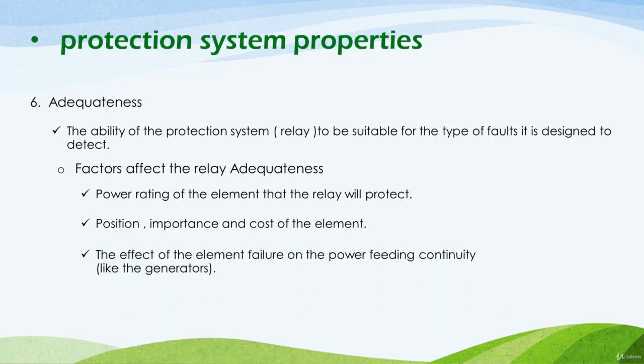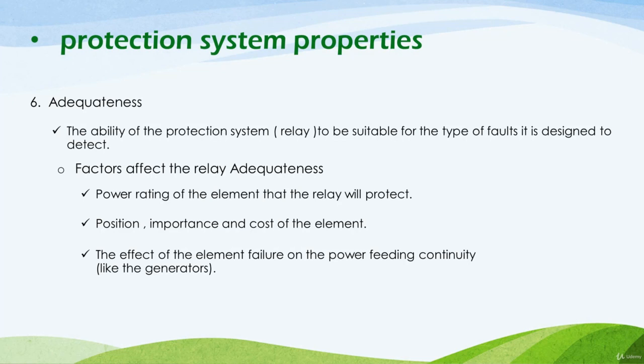And also the third factor that affects the adequateness is the effect of the element failure on the power feeding continuity. So if there is a failure in the protected element, we need to know whether that failure will make the power be cut or the power will continue flowing through the network.